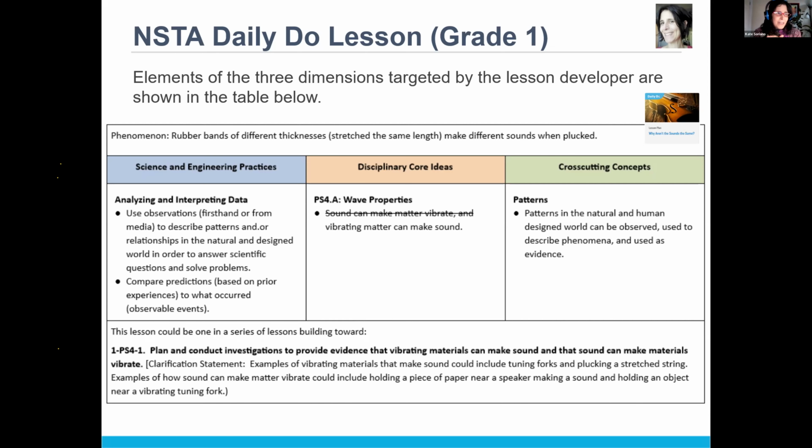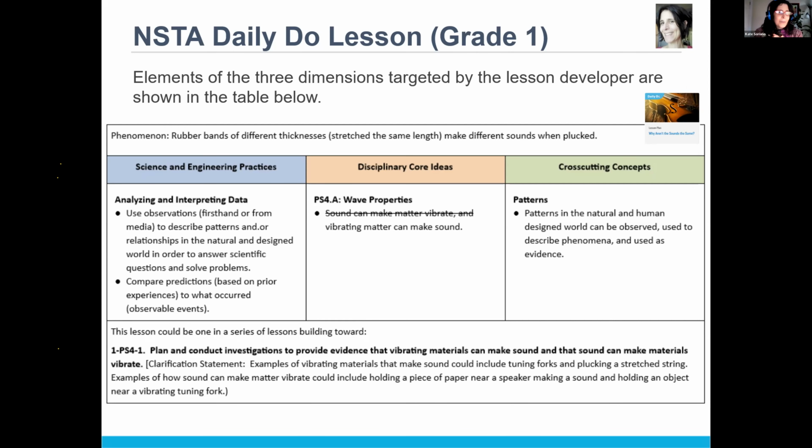That's the observable event that is occurring, and we're going to use our science ideas to explain or make predictions with those science ideas. And you'll notice here, this is important as well, that this is a little lesson, maybe lasting 2 40-minute periods, and only half of a science idea is targeted.